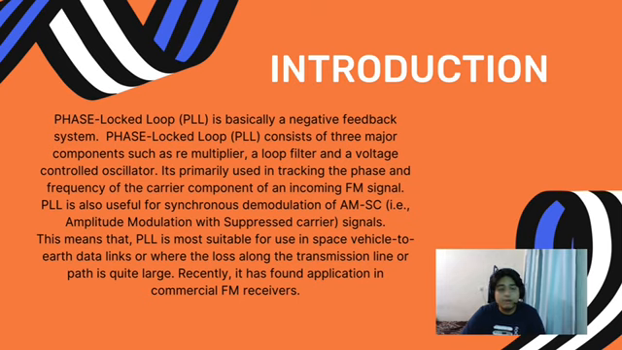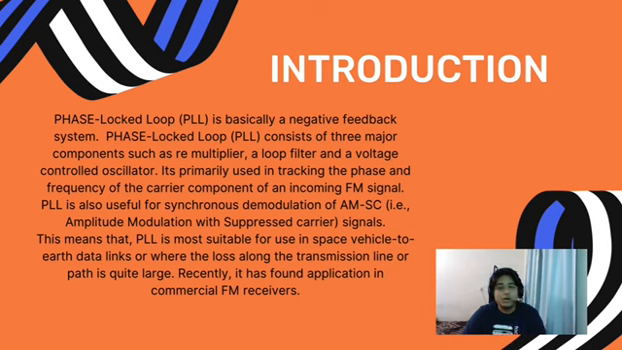PLL FM Demodulator is a type of radio receiver circuit that uses a phase lock loop, PLL, to demodulate an FM signal. The PLL is used to synchronize the local oscillator of the receiver with the frequency of the incoming FM signal, allowing the demodulation process to accurately extract the original audio or data information contained in the signal.